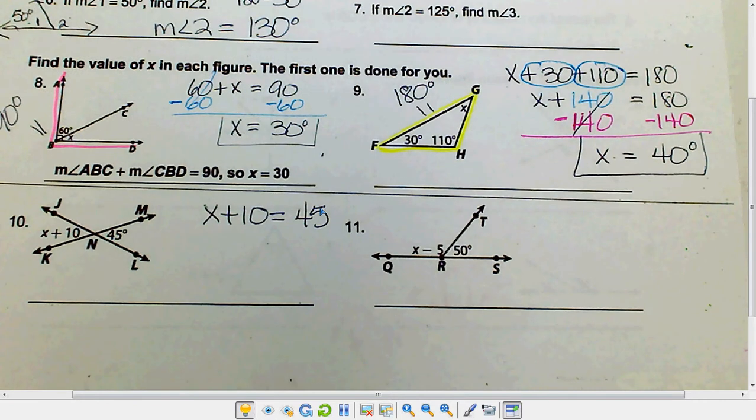Okay, now you pause the video and solve it to find out how many degrees x is. And you must solve algebraically. I know you can look at that and tell the answer is going to be 35. Yeah, I gave it to you. Now, you show me the work.